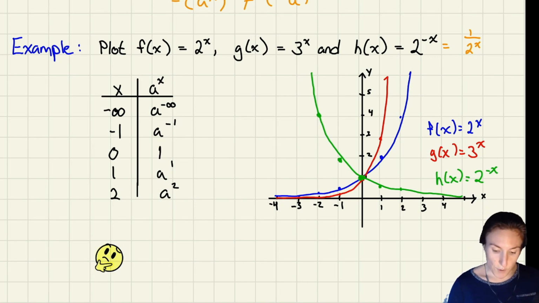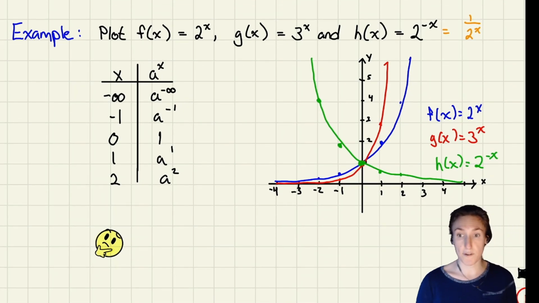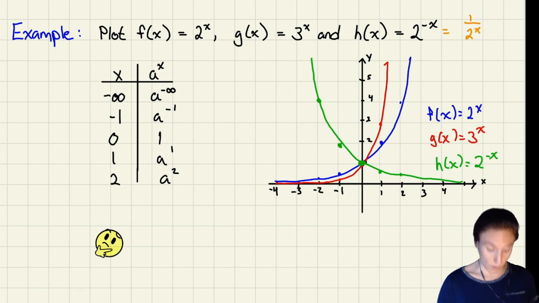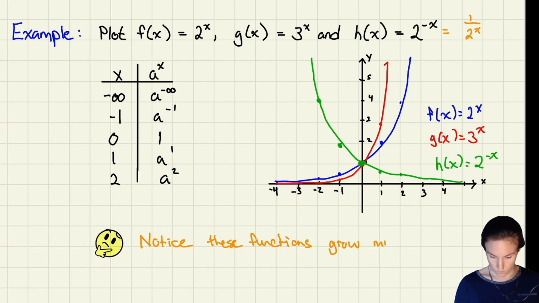All right, now notice that these expressions here grow much faster than polynomials, so things like x squared, x cubed, even x to the 4. Okay, so notice these functions grow much faster than the ones we were looking at last week.